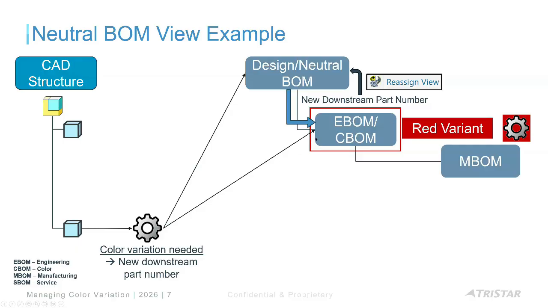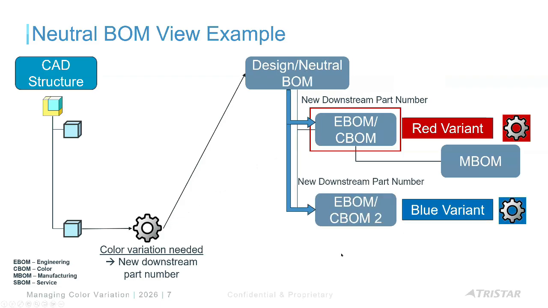So even if you do assign it at a different level, you can always push it back to another view when needed. And when there's a new variant, you can just create another part number. But the CAD model from the red variant or the blue variant is always going to be that neutral CAD model. So if there's a drawing that's related to the model, it doesn't have any color information on it. It only has the color information at the part level.